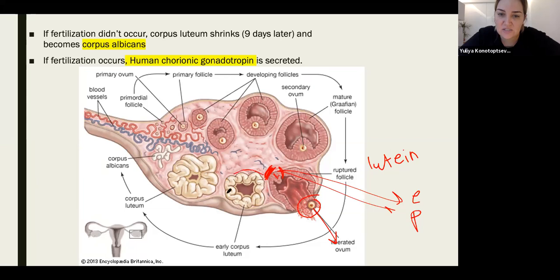How do we call this structure that consists of lutein cells? We call it corpus luteum. So corpus luteum is the follicle after ovulation, when the follicle has ruptured, right? That's the follicle that is left behind. What does corpus luteum consist of? It consists of the theca interna lutein cell and granulosa lutein cell. What do these two cells do? They secrete estrogen and progesterone. Which one do they secrete more? Progesterone. Is it clear?